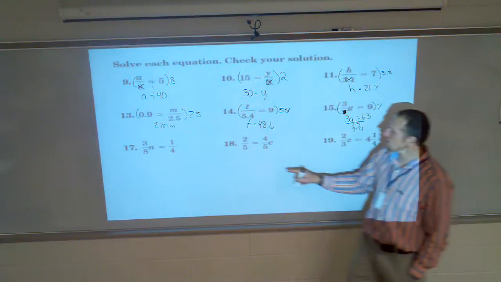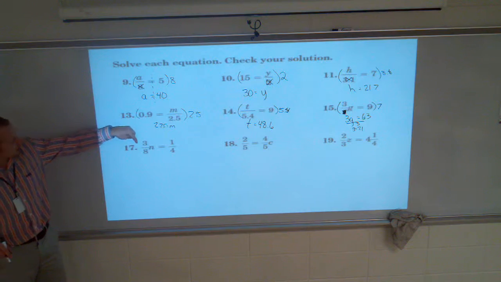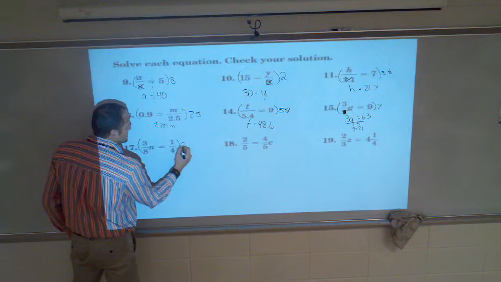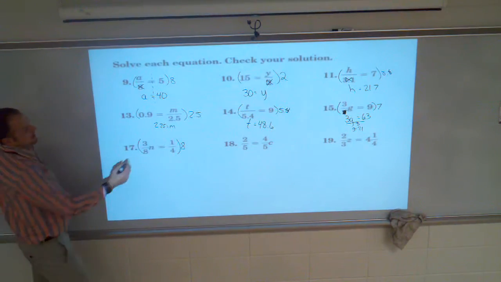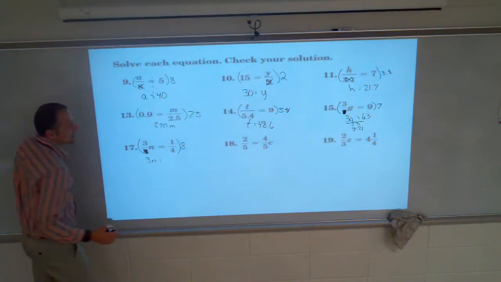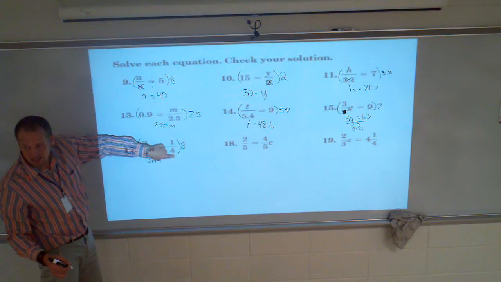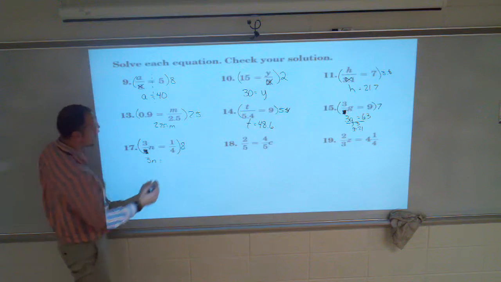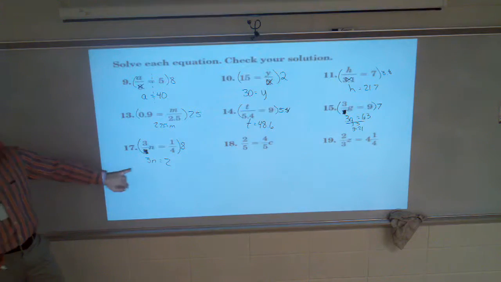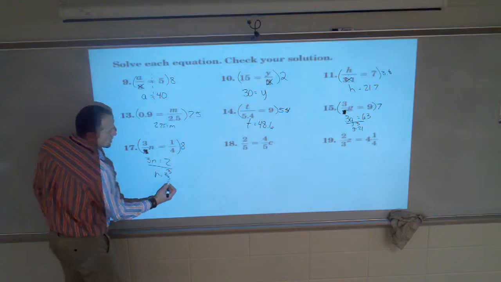Come over here. Here's what I'm going to do. I'm going to clear it out first by multiplying by 8. When I multiply this entire thing by 8, this 8 will cancel, and I'll have 3n. And over here, 8 times 1 is 8, divided by 4 is 2. One last step. Everybody can get this? Divided by 3, n equals 2/3.